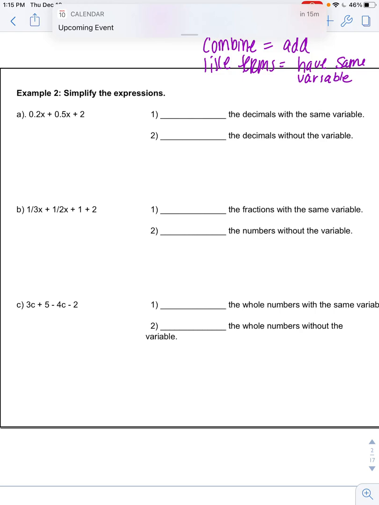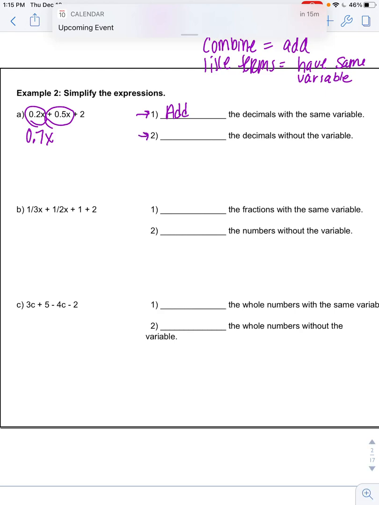So if we look at our first expression, 0.2x plus 0.5x plus 2. And then we look over here at step number 1. It pretty much tells us what we need to do. So it says blank the decimals with the same variable. So we know that combine means add, so that's what goes in the blank. We're going to add the decimals with the same variable. So we have 0.2x, 0.5x. We could add those together because they have the same variable of x to get 0.7x. Okay?